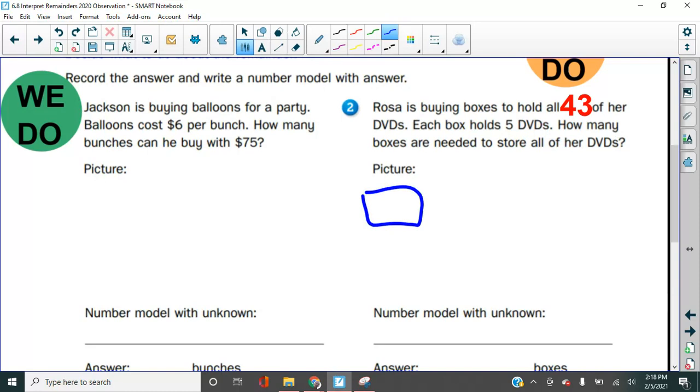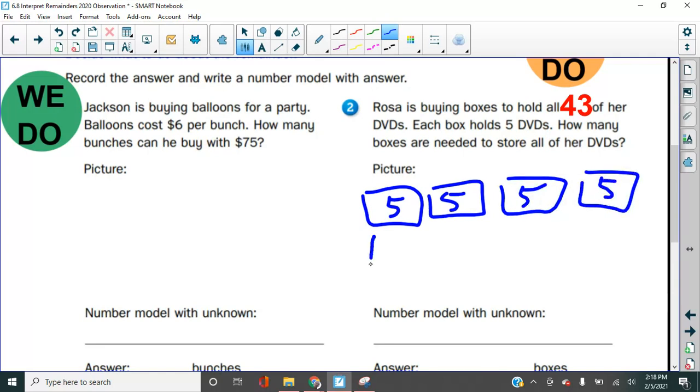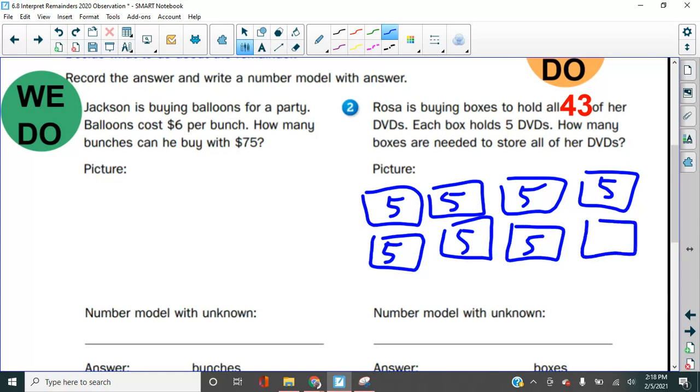5, right? So 5, 10, 15. You can draw this with me. You got to do it anyway, so you can do it now or later. 5, 6, so that's 30, 35, 40. Now she's got 3 extra DVDs. I'll draw those right there.